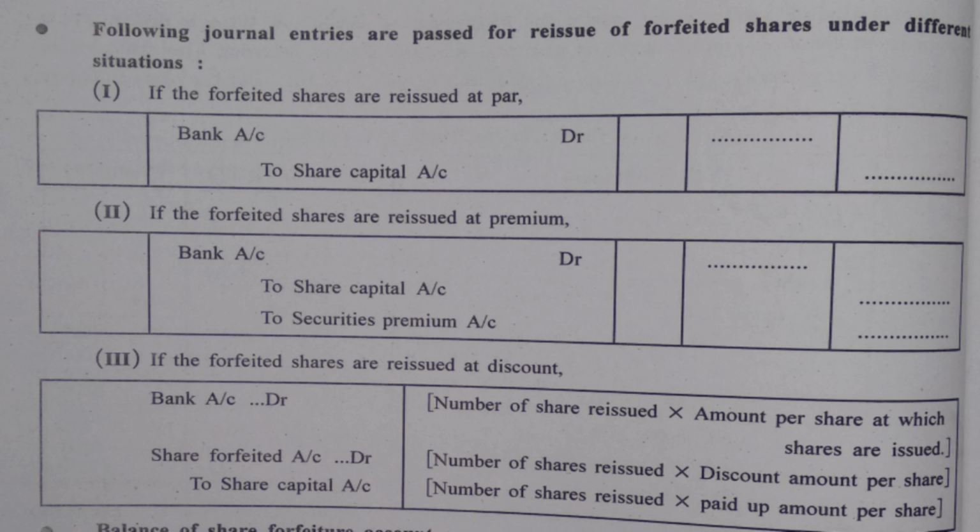Alright. Further, if the forfeited shares are reissued at discount, bank account debit, number of shares reissued, amount per share at which shares are reissued. This is at what price you will reissue the shares. Yes, the number of shares you are reissuing and the price at which you are reissuing those same shares. Share forfeited account debit. This is when you offer a discount.